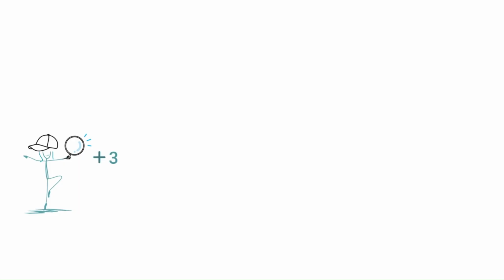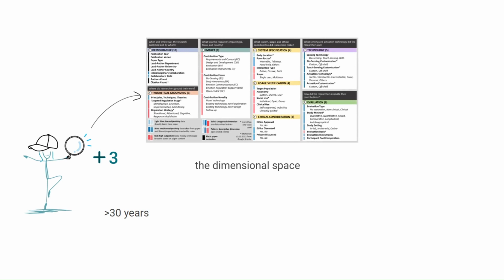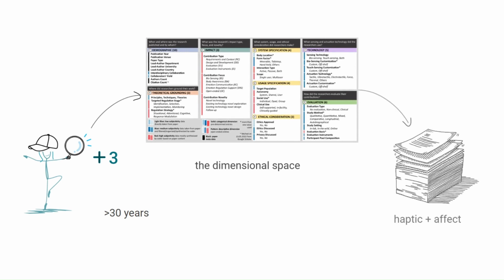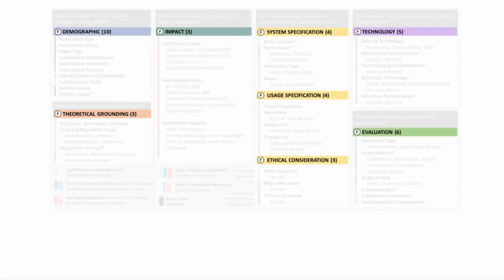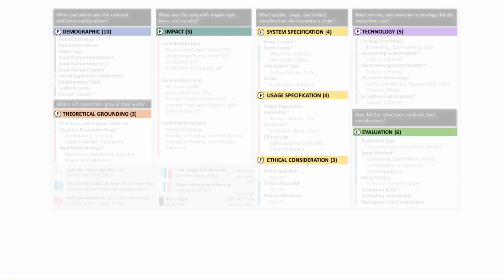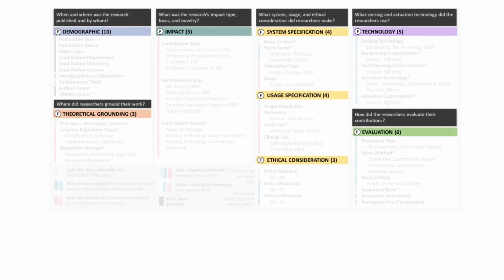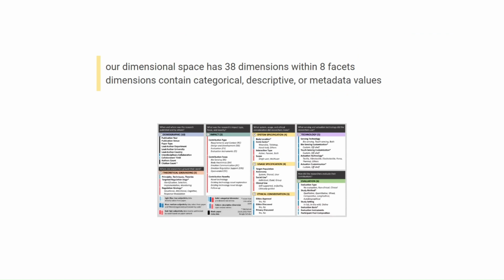I, along with my great collaborators and supervisor who have been working in this field for more than 30 years, created this meticulously organized dimensional space as a framework for our analysis. As a quick rundown, our three-tier dimensional space consists of facets, dimensions, and values. We selected 8 facets to serve as different perspectives on the dataset, answering our set of research questions. The 38 dimensions organized within these facets contain categorical, descriptive, or metadata values.